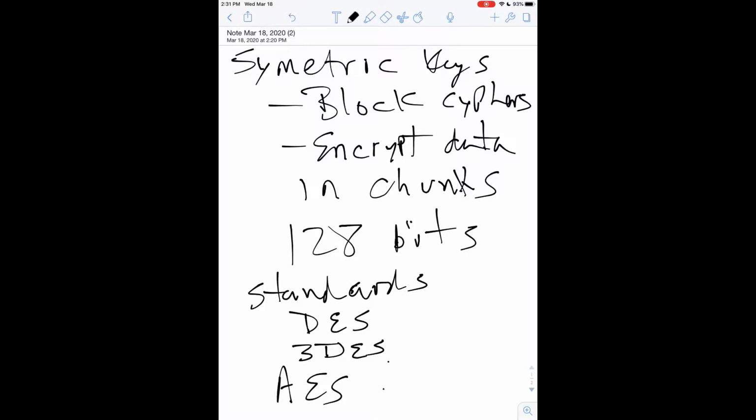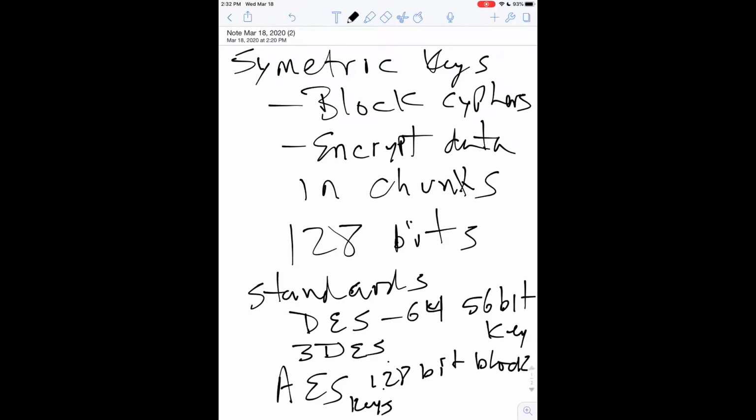These would use 64-bit chunks of data with a 56-bit key. Triple DES would take the 64 bits and do it 3 times. And then AES encrypts data in 128-bit blocks. But the keys, which are the important part, are 128 bits, 192 bits, or 256 bits long.